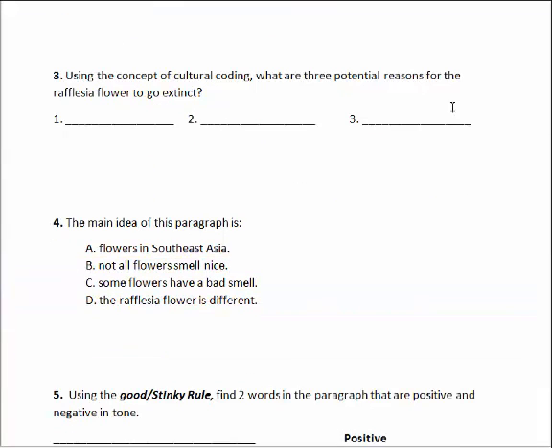Number 3, it says using the concept of cultural coding, what are potential reasons for the Rasphelia flower to go extinct? Well, find 3. First things first, if it's going to go extinct, think of a piece of land that's in your neighborhood. We used to call it the dump down when I was a kid. We would go in there and play hide and go seek, and we would go looking for bugs and critters and stuff in there.